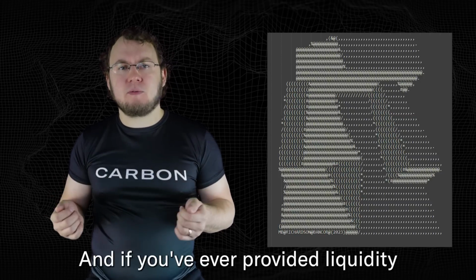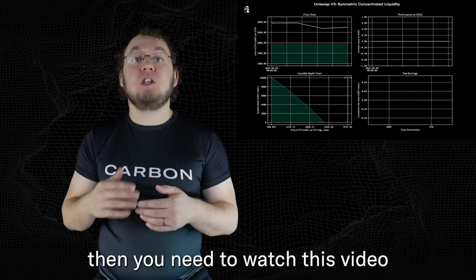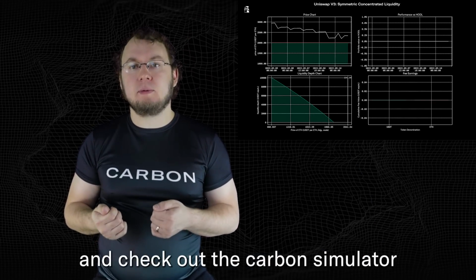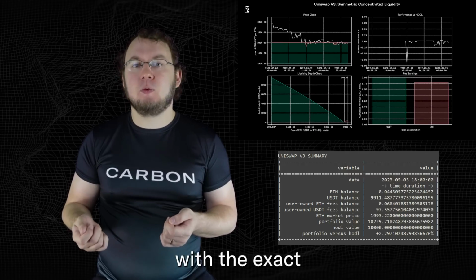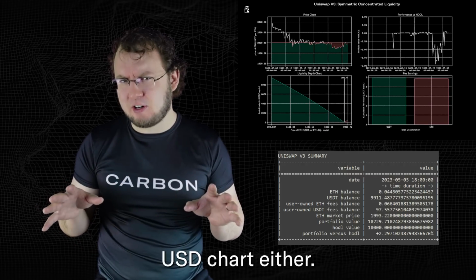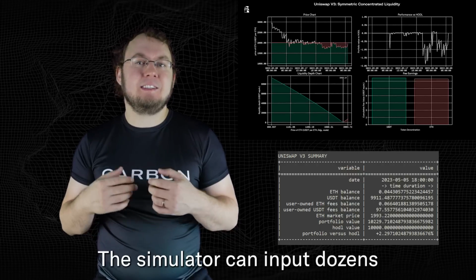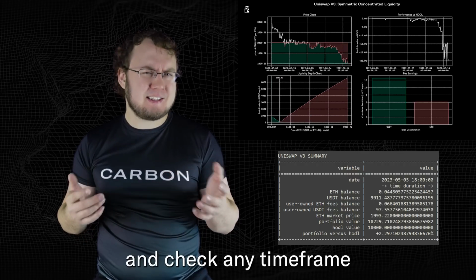And if you've ever provided liquidity to any major DEX, not counting Curve or Balancer, then you need to watch this video and check out the Carbon Simulator, because it will give you animated graphs and detailed text files with the exact answer to these kinds of questions. And not just on the ETH/USD chart either. The simulator can input dozens of different tokens comprising hundreds of pairs and check any time frame in the last 7 years.